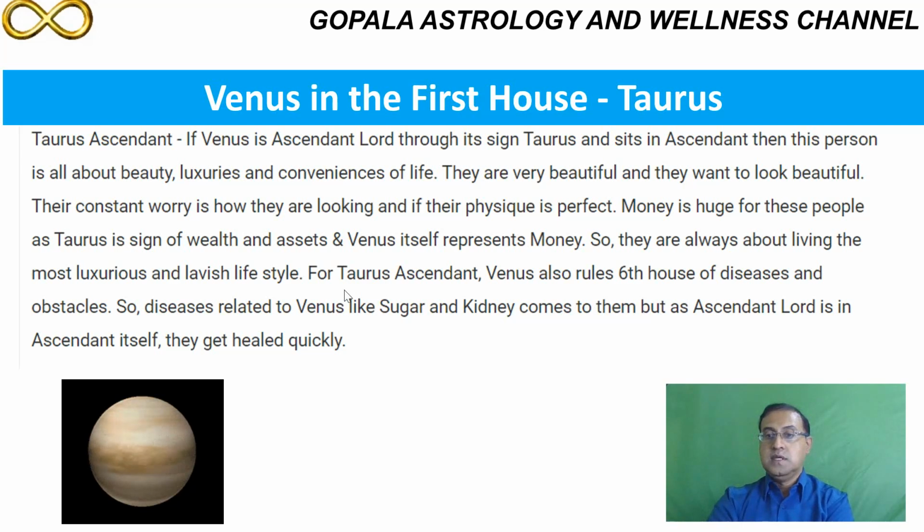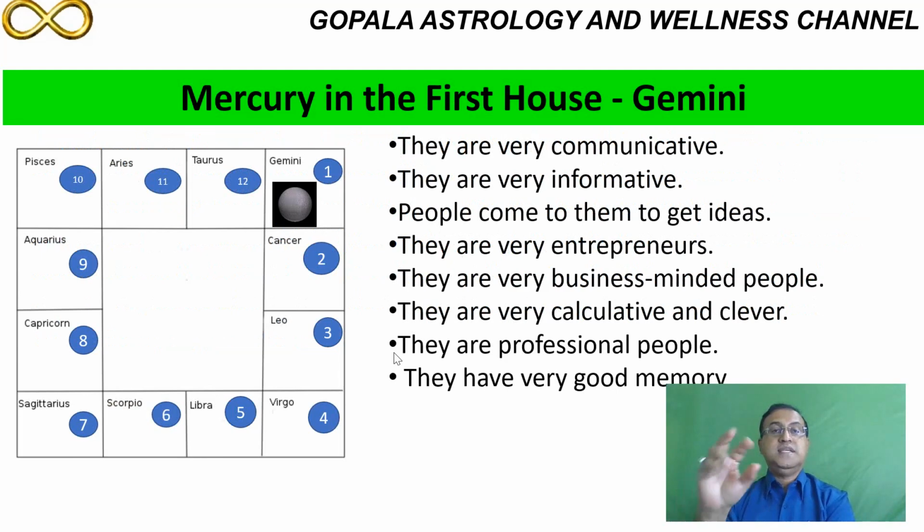Taurus ascendant personalities are very stubborn, and they choose their own way in their life. But they will be very diplomatic, unlike the Mars in the Aries. All right, so let's go to the next scenario where Mercury becomes the first lord in Gemini, right?